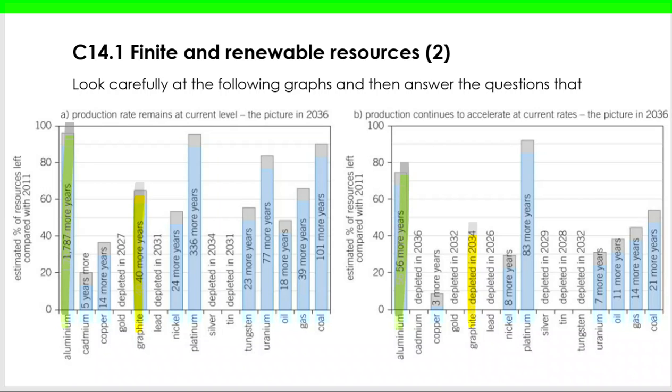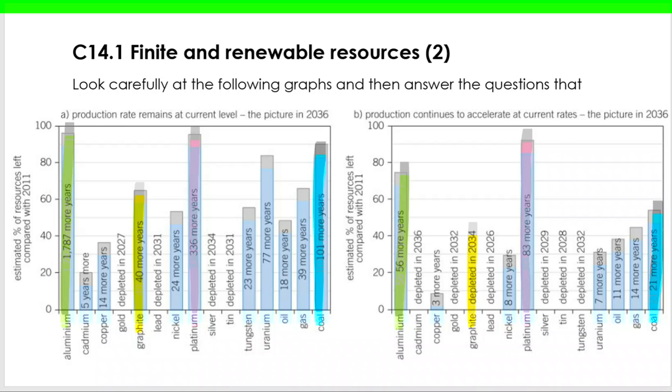Let's look at another example. We've got platinum, which is 336 more years at the moment. Platinum is used a lot. It's actually used in every single car on the road as the catalyst in the catalytic converter. And in reality, although there's still quite a long time there, 83 years, you are looking at 2119. There will be no more platinum.